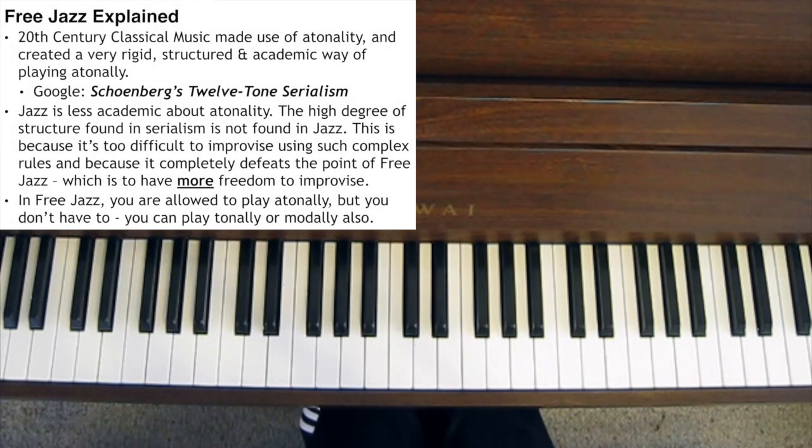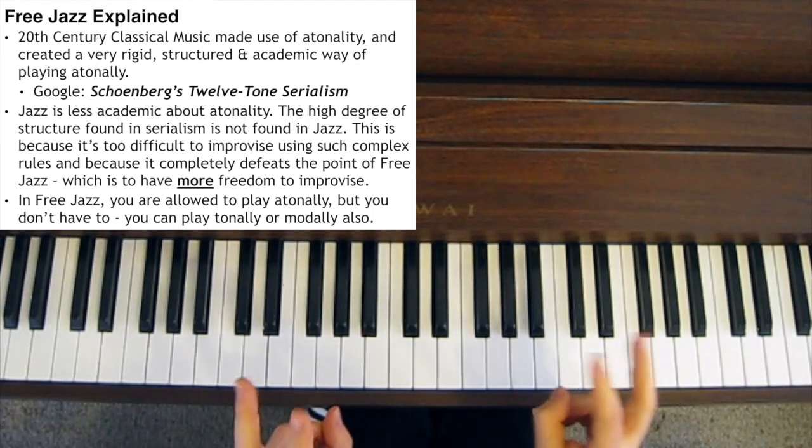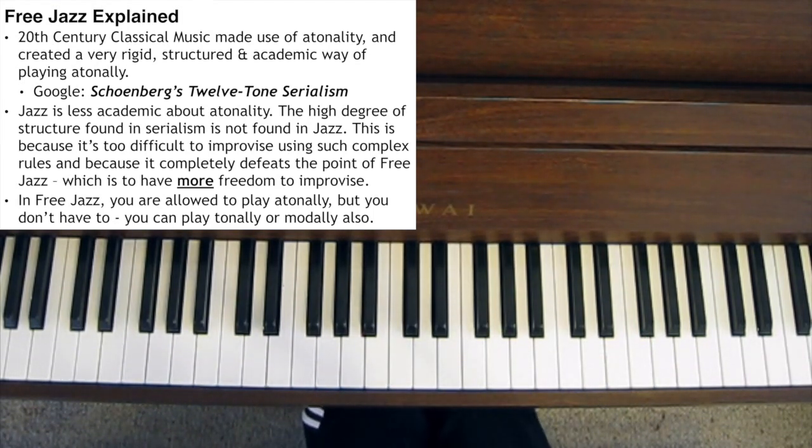Now it's also worth mentioning that 20th century classical music also made use of atonality. After a brief period of free atonality in the early 1900s, classical composers like Schoenberg created a very rigid and structured and academic way of playing atonally, which was called 12-tone serialism. Now, the goal of 12-tone serialism was to create music that completely lacked any sense of tonality. Now the way you do this was to use each of the 12 notes or pitch classes without repeating any, in such a way that no tonality is established.